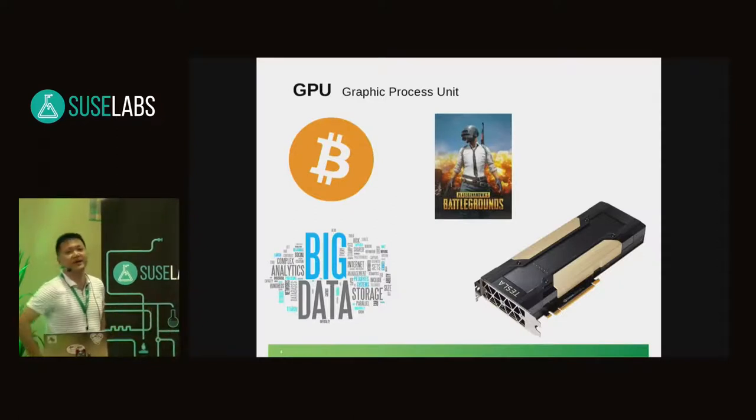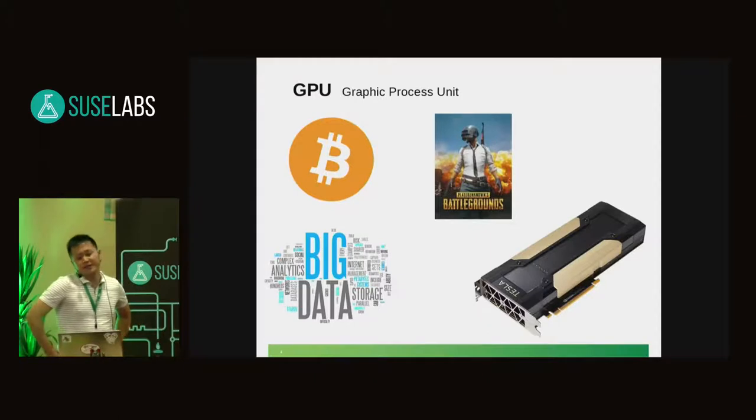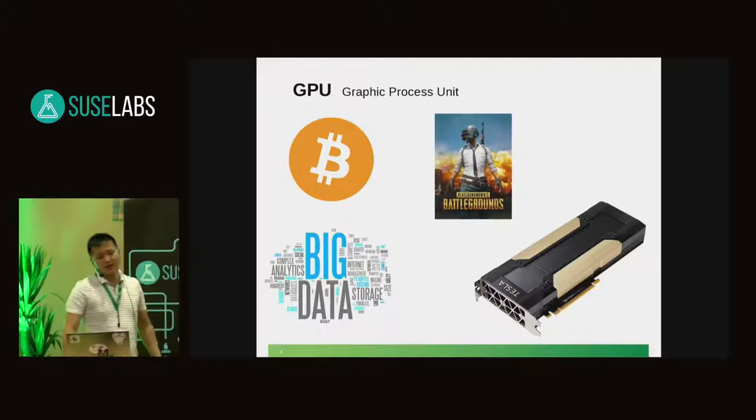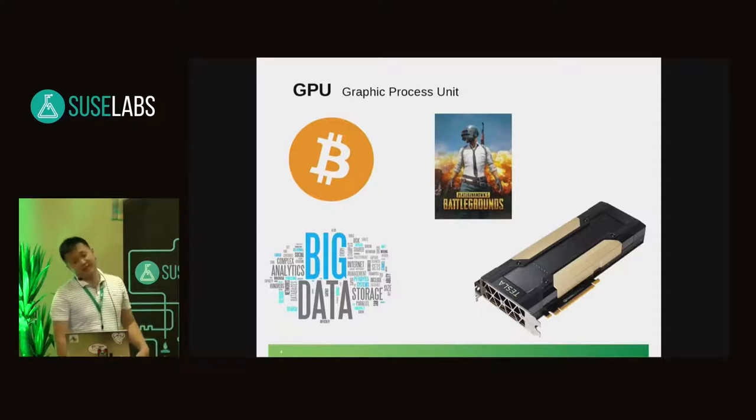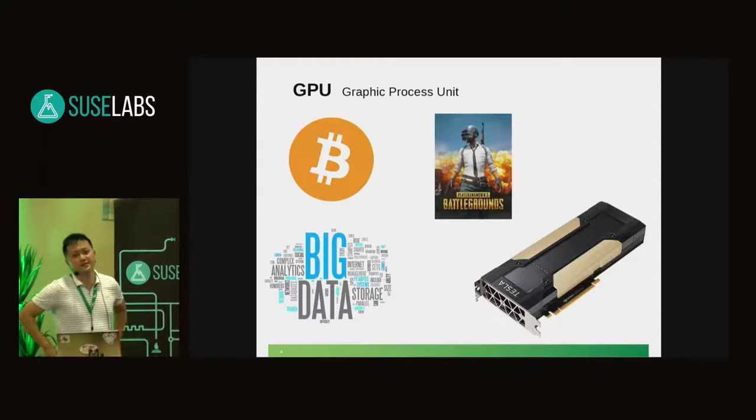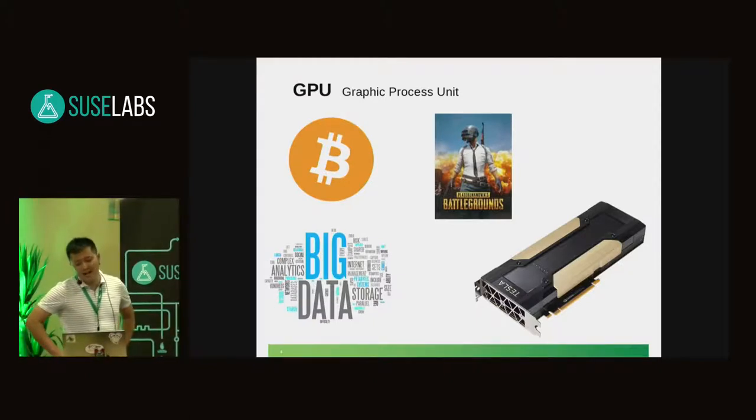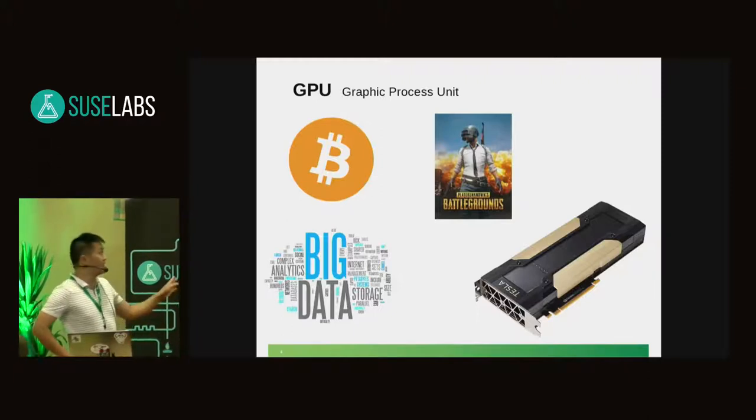Also, big data, machine learning and AI are quite popular topics today. No matter what you do, there's always something related to them, and the benefit is good too. Also, if you are just a gamer, like here, PlayerUnknown's in the background, hope you play it. All of these come down to one common thing, the GPU, graphics processing unit. No matter what, you need a very good one to do all these things.